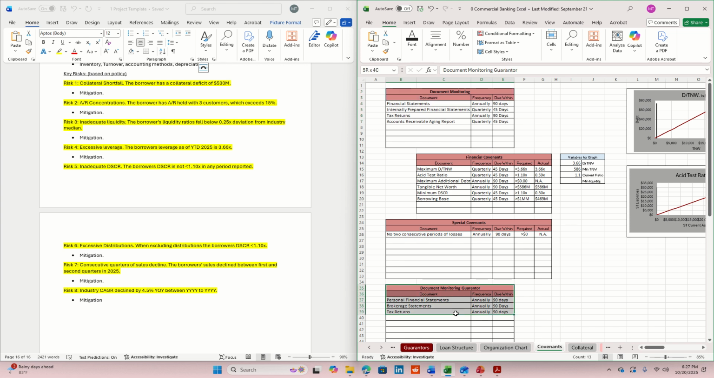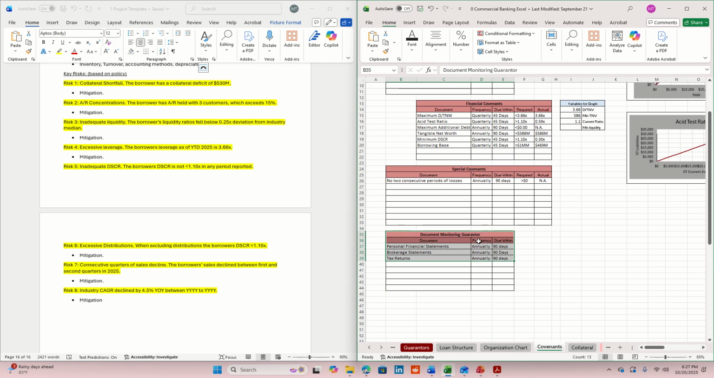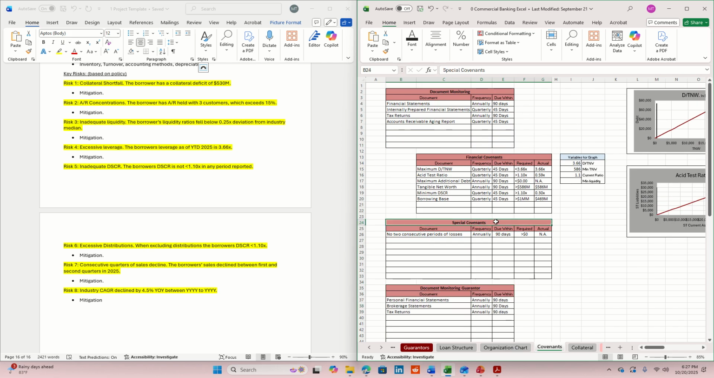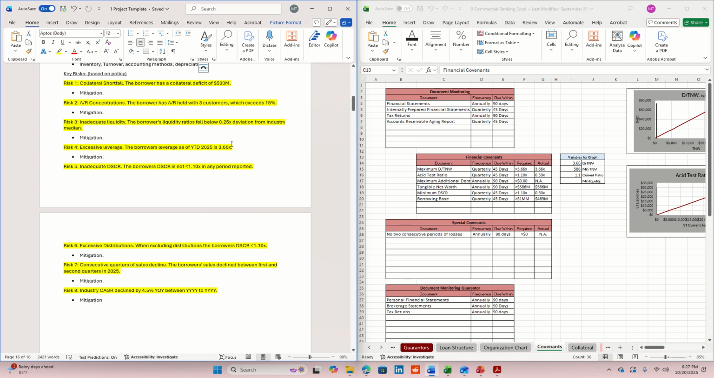And your guarantor, if you have marketable securities, you must include brokerage statements. If you don't have marketable securities, do not include brokerage statements. But guarantor document monitoring should look exactly like mine. Make sure you make this chart if you don't already have it. Special covenants, come up with that on your own. Financial covenants should be referencing the policies. What do the policies say?